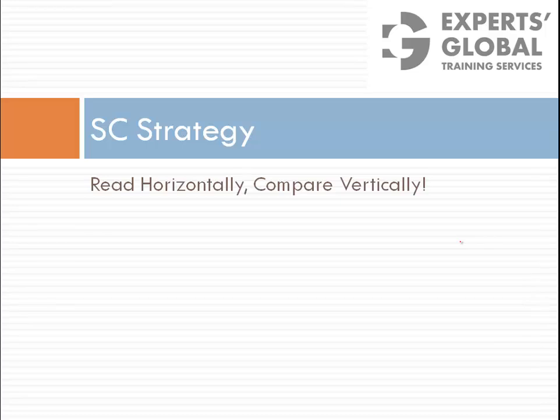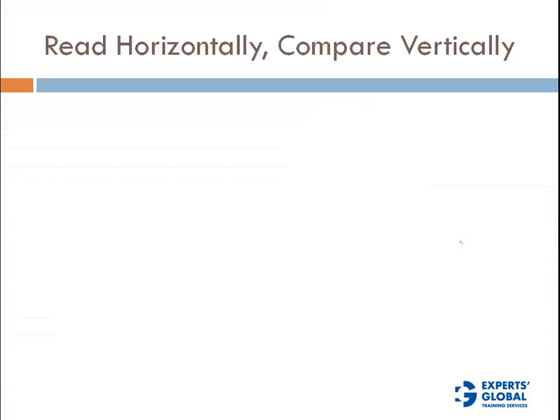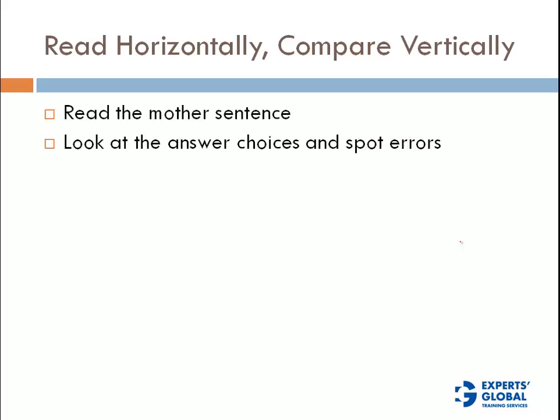So as you are just starting your preparation for sentence correction, it becomes important that you have a well thought out strategy right from day 1 of your preparation. We at Experts Global have devised this strategy: read horizontally, compare vertically. This will help you approach the sentence correction questions on the GMAT in a well organized way. This strategy has helped thousands of our students. For some students, it starts working immediately, and for some, it takes some time, but eventually it always works. Watch this video carefully and you will be able to have a very systematic approach for the GMAT sentence correction questions.